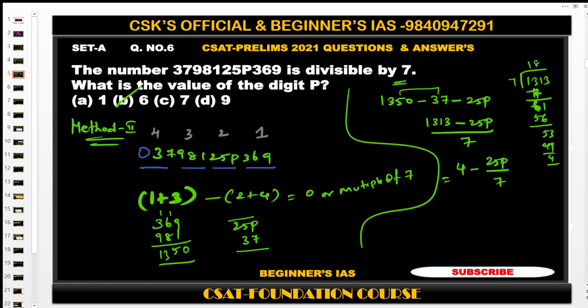In order to get a 0, what we have to do, when you are dividing 25p by 7, it has to give 4 as a remainder. Then only 4 minus 4 will become 0. In such a situation, go with the option method. So place the 1 here in the place of p. So 251 divisible by 7. Check whether it gives you remainder as a 4 or not. Since 4 minus 4 is 0, it has to get 4.